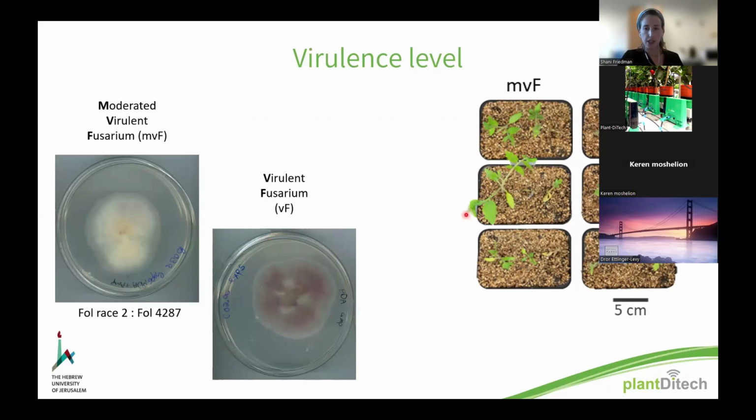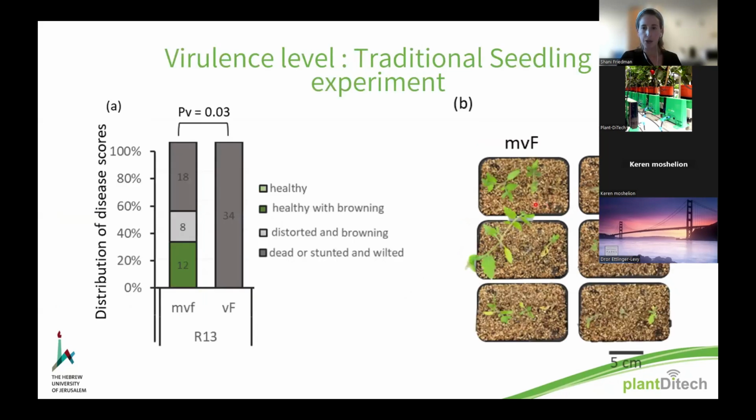We did a traditional seedling assay proving the differences between the strains. In a traditional assay, you take tiny seedlings, you inoculate them, and 3 weeks later, you score the symptoms. You can see that the virulent Fusarium inoculated plants were dead or wilted. And the MVF inoculated plants also showed wilting, or some were healthy but had browning in the vessels, indicating that Fusarium grew inside. This worked very well. You can see the difference between the two strains, and it's presented in this graph.